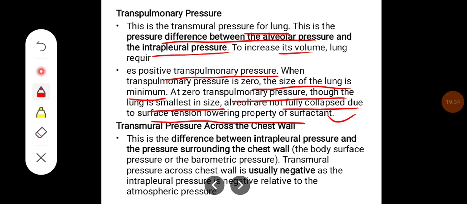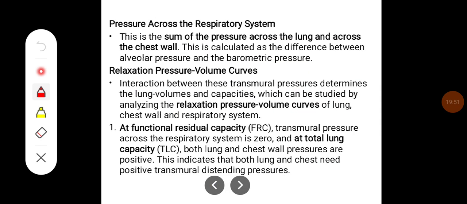Transmural pressure across the chest wall. This is the difference between intrapleural pressure and the pressure around the chest wall, the body surface pressure or barometric pressure. The transmural pressure across the chest wall is usually negative as the intrapleural pressure is negative relative to the atmospheric pressure. Pressure across the respiratory system. This is the sum of the pressures across the lung and across the chest wall. So this is calculated as the difference between alveolar pressure and barometric pressure.